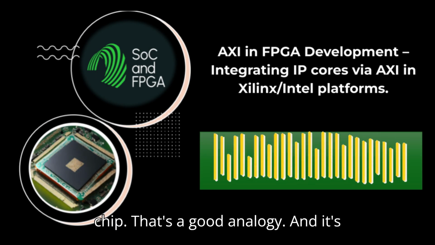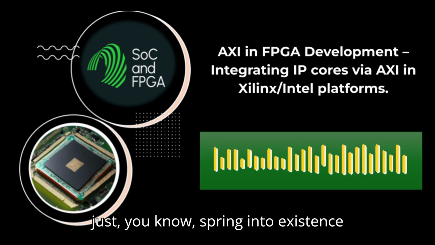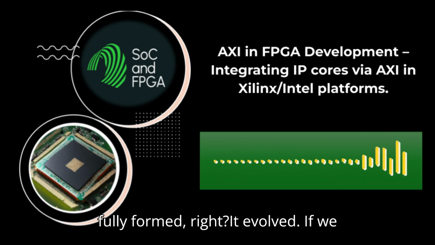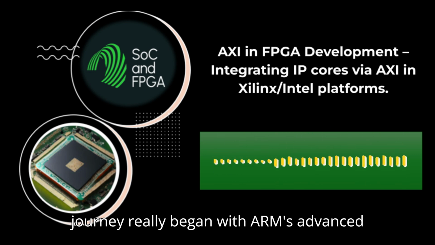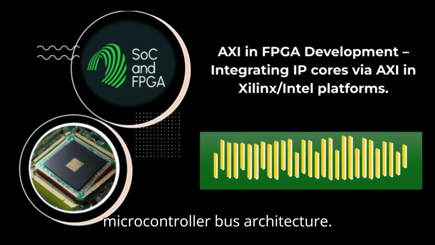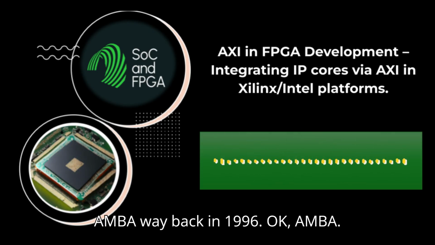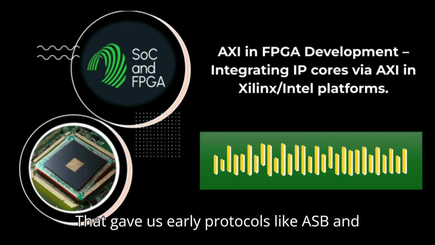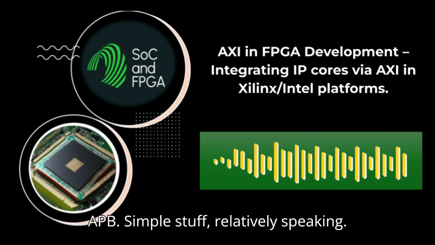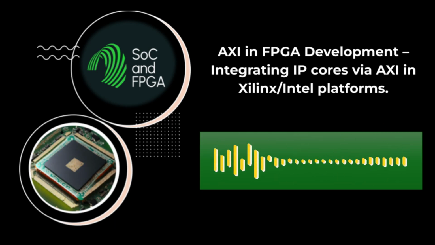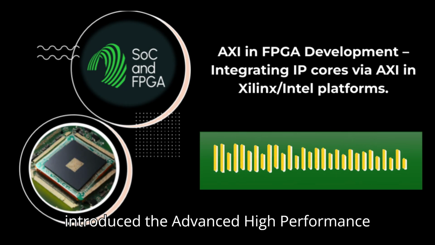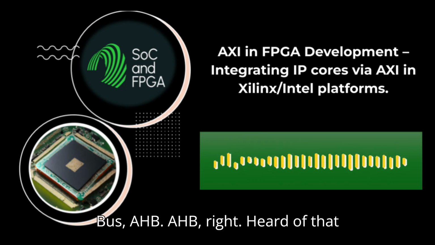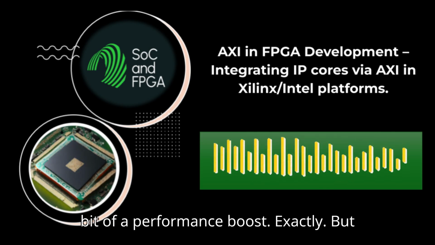That's a good analogy. And it's important to understand that AXI didn't just spring into existence fully formed. Right, it evolved. If we connect this to the bigger picture, its journey really began with ARM's Advanced Microcontroller Bus Architecture, AMBA, way back in 1996. That gave us early protocols like ASB and APB, simple stuff, relatively speaking. Then, in 1999, AMBA-2 introduced the Advanced High Performance Bus, AHB. Bit of a performance boost.